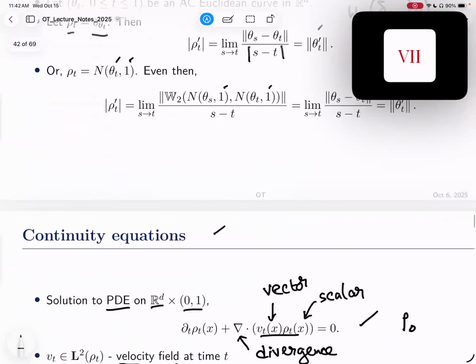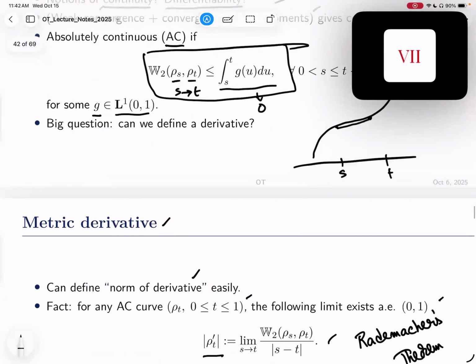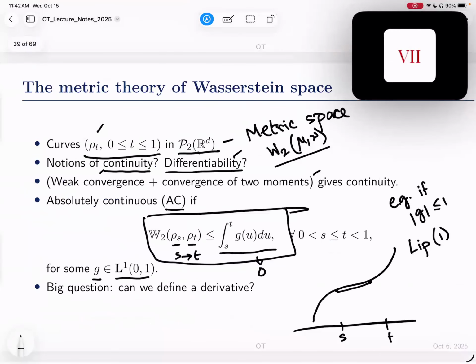So where did we start from? We started from here. I have a certain curve, rho t, in the space of all probability measures with finite second moment. I want to talk about this space of probability measures as some kind of nice Riemannian manifold. So I need, when is this curve continuous? When is this curve differentiable? Some notion of gradients, some notion of tangent spaces to define on this.